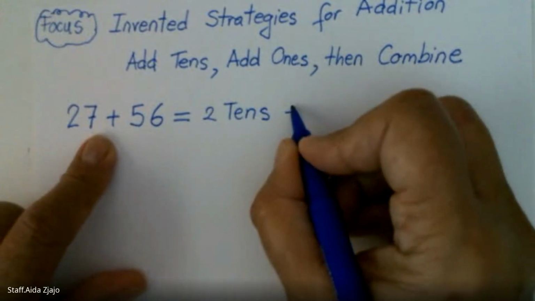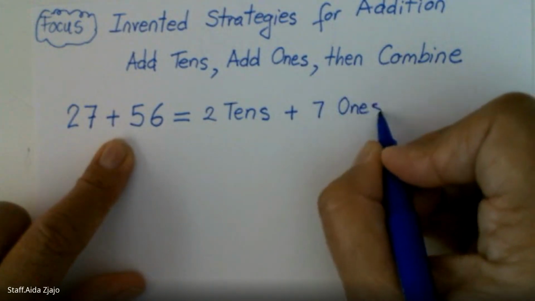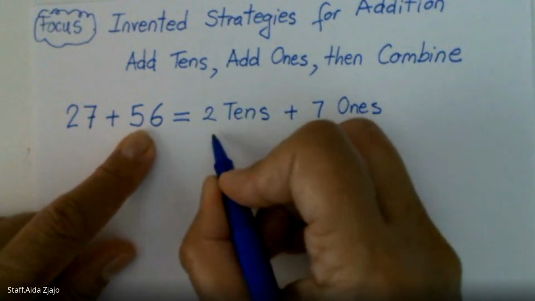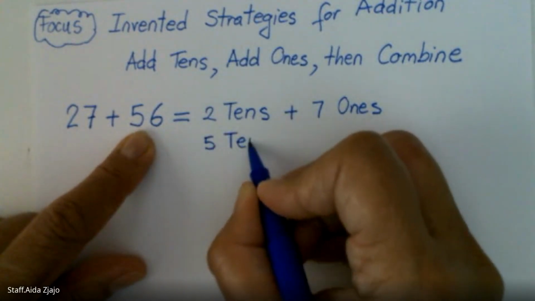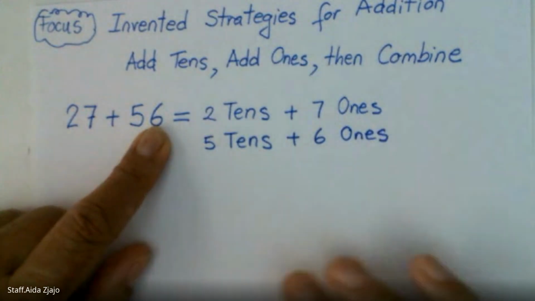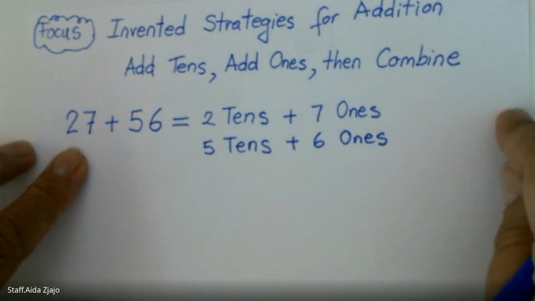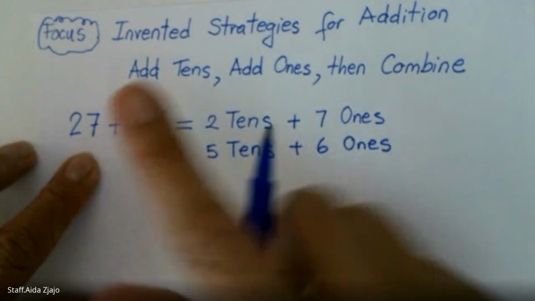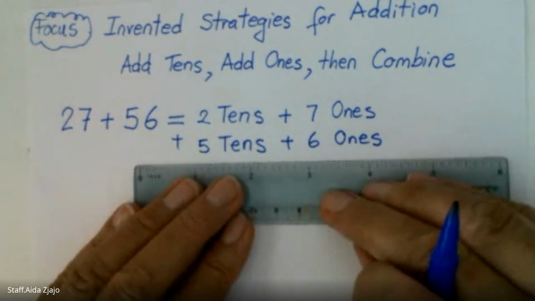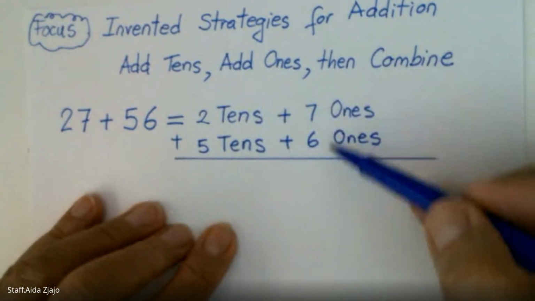And then plus 7 ones. And then I also can see this 5 tens. And then 6 ones. So when I break that apart, I could do it in one horizontal way, but I did it in this way because my paper is smaller. So I'm going to add this. Now I'm going to add tens, and I'm going to add ones.